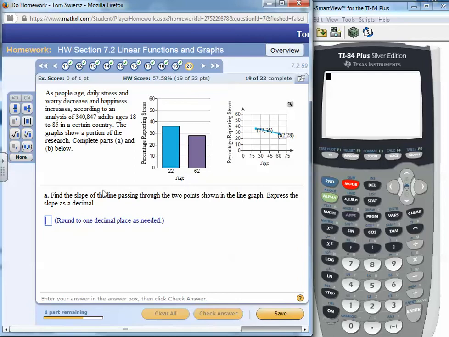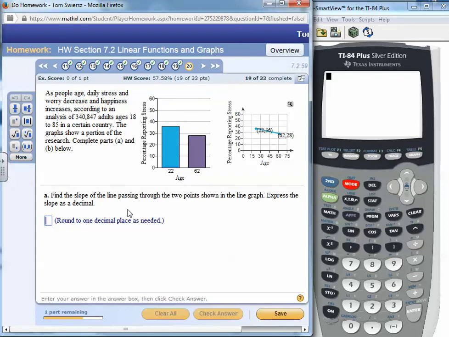Homework exercise number 20. As people age, daily stress and worry decrease and happiness increases, according to an analysis of 340,847 adults ages 18 to 85. The graph shows a proportion of the research. Complete parts A and B. Find the slope of the line passing through the 2 points in the line graph. Express the slope as a decimal.